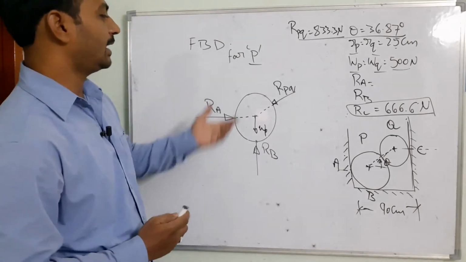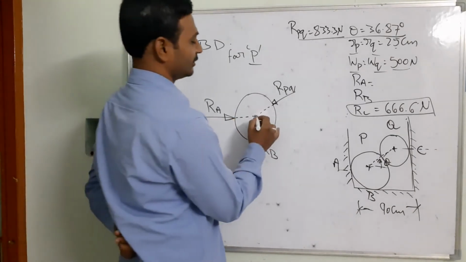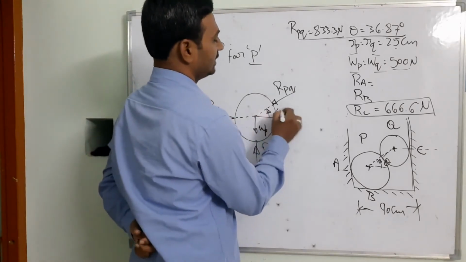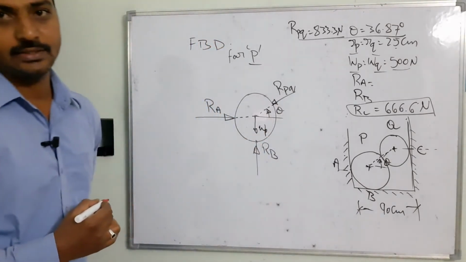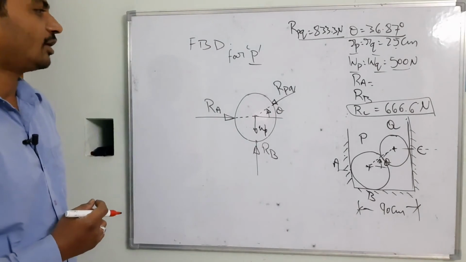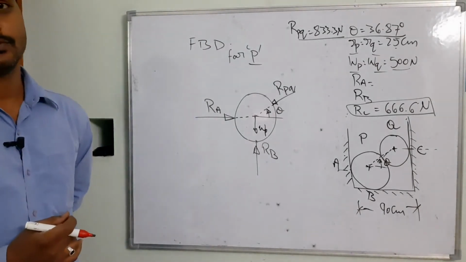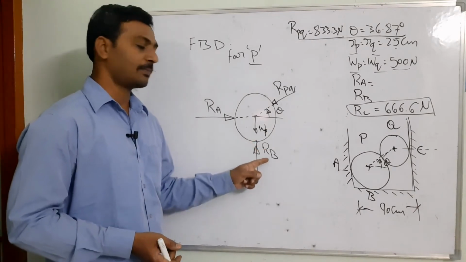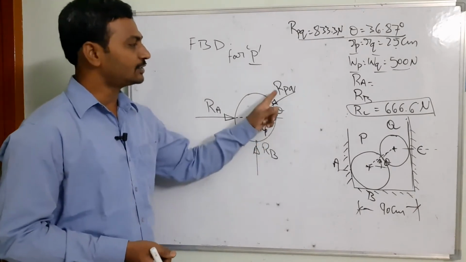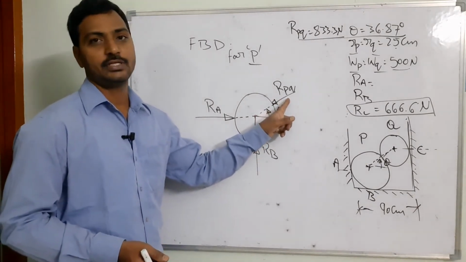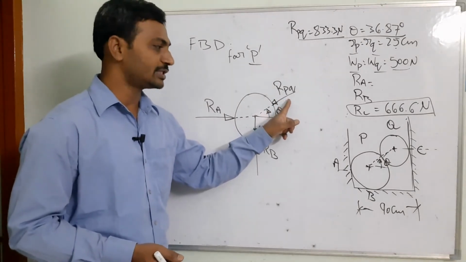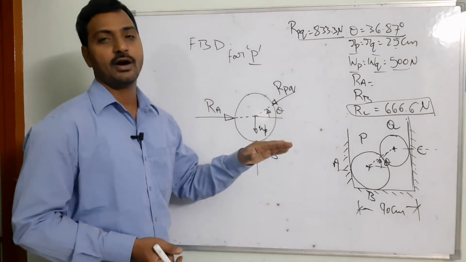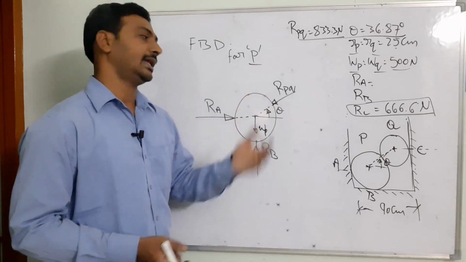And I am going to apply the equations. As we know, this is the theta, which we have already calculated. Now I am going to take the horizontal forces as well as the vertical forces. Can you see how many vertical forces we have? W_P and R_P. Right? Can you see R_PQ is in the inclined position. So what I want to do is resolve this force into one horizontal and another vertical component.